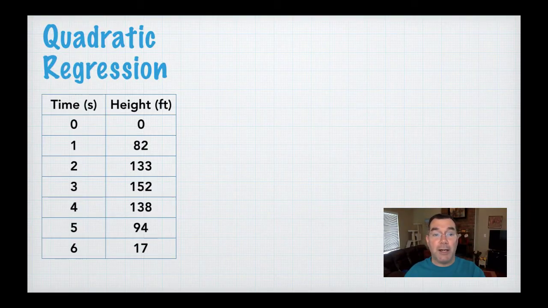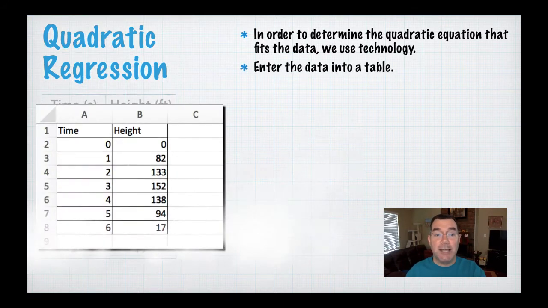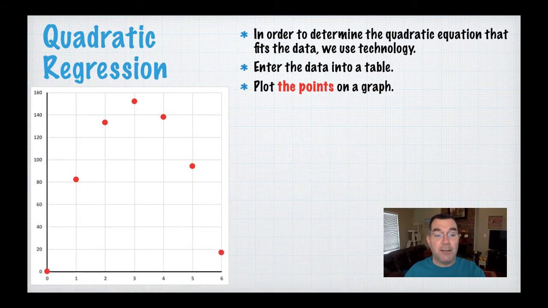We're going to do a quadratic regression, and there are many tools on many technological devices that will allow you to do this. I'm not going to be picky as to which one you use, but we will go over a couple in class. So we're going to use technology, and we're going to enter the data into a table. I've used an Excel spreadsheet to do that. It's the same data that we saw before, and now I can plot those points on a graph, and there's my graph right there. As you can see, it looks a lot like a parabola. It's opening down, and I can kind of see where the vertex is going to be.